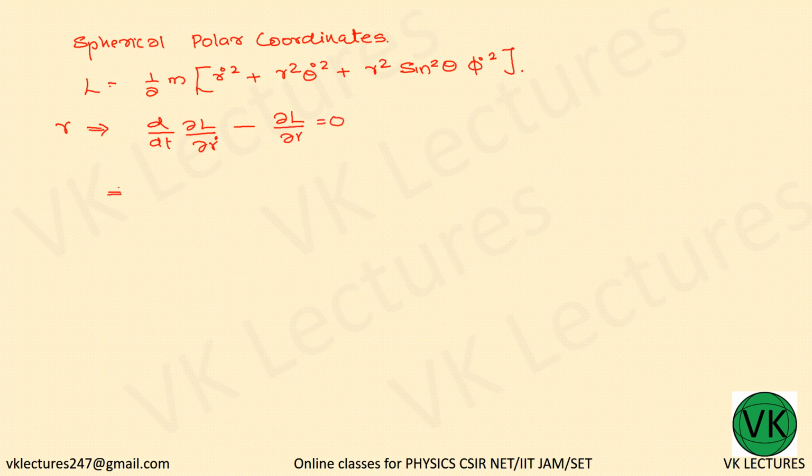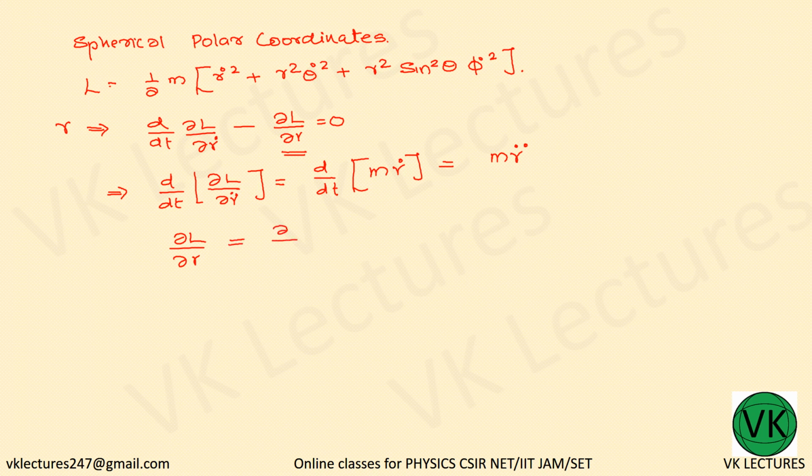Now let's find out what is d by dt of dou L by dou r dot. With respect to r dot you are differentiating, so 2 times r dot, half m into 2 r dot, so that means m r dot. So this gives us m r double dot. Now you need dou L by dou r.